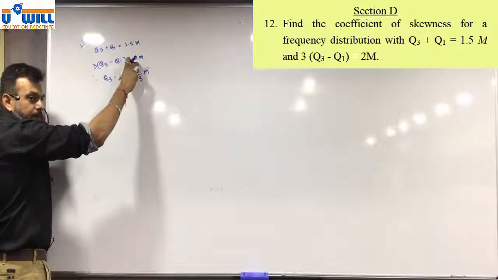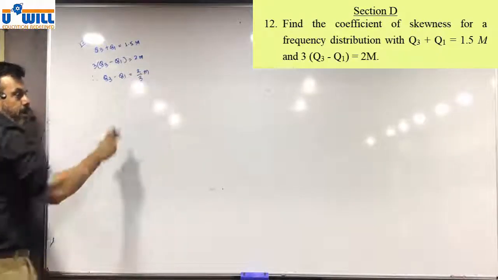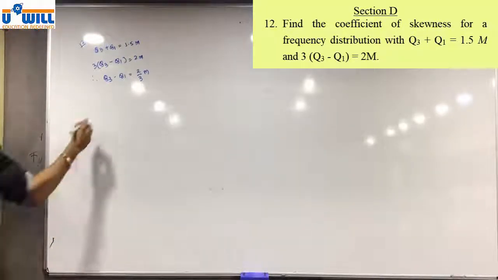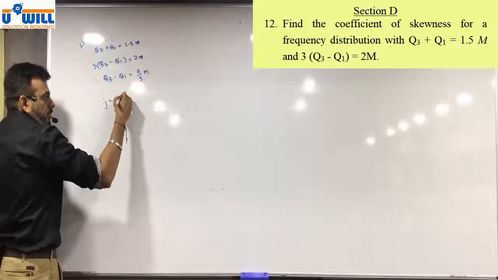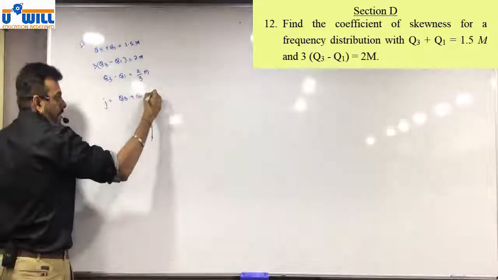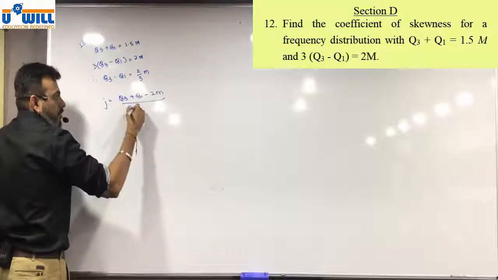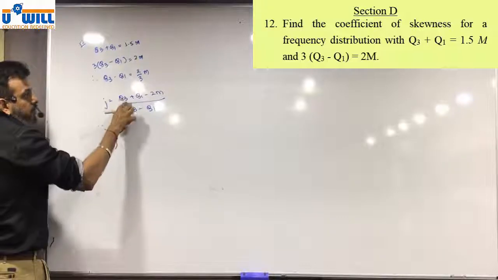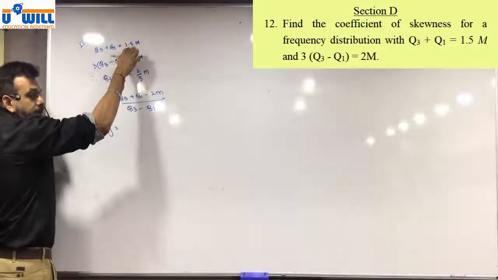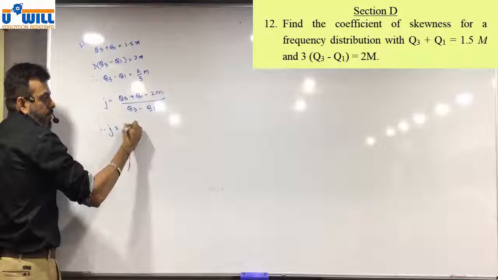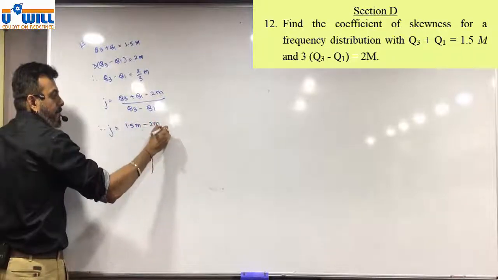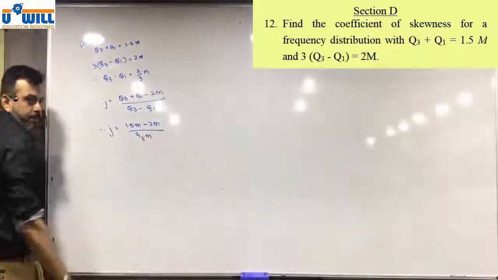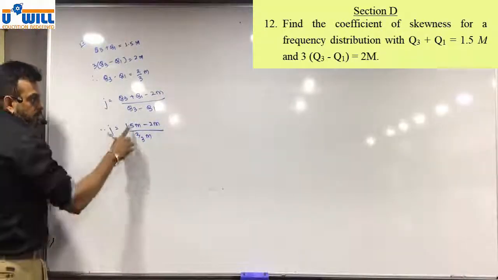Can I say ये 3 यहाँ पे आ गया तो 2 by 3 median हो गया? Now we have to find over here coefficient of skewness. So J is equal to Q3 plus Q1 minus 2m upon Q3 minus Q1. Therefore, J is equal to, what is Q3 plus Q1? 1.5 m. So 1.5 m minus 2 m upon, what is Q3 minus Q1? 2 by 3 m.